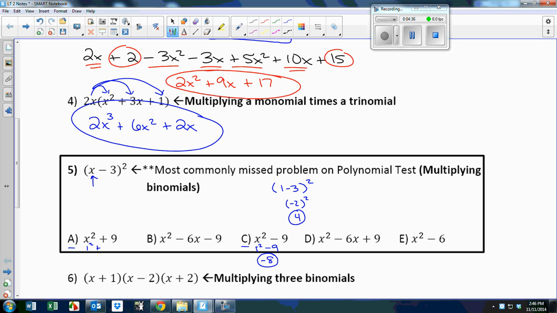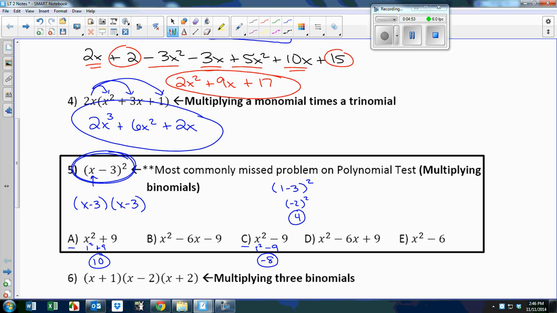And if I put 1 squared plus 9, I get 10. Neither of those numbers are 4. Answer A and answer C is not the same as x minus 3 squared in parentheses. All right, so what do you do? Well, you multiply x minus 3 times x minus 3. That's how you square something.